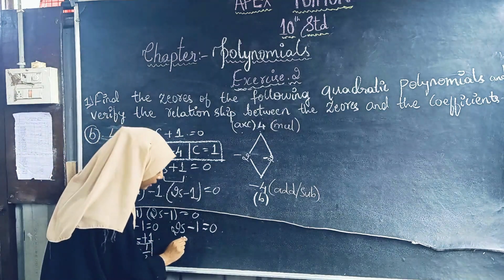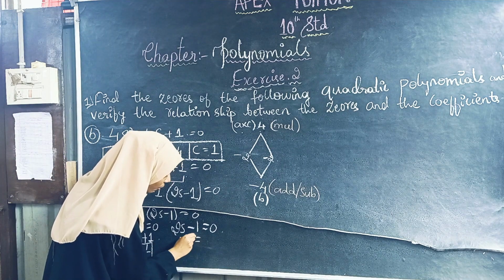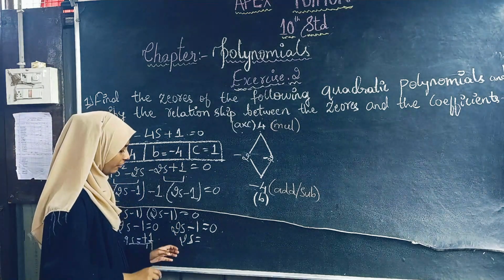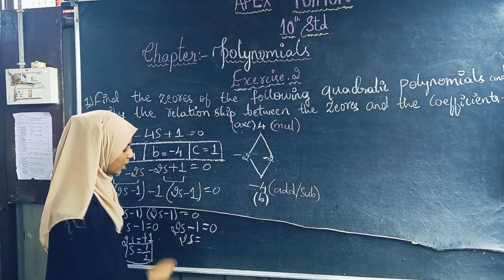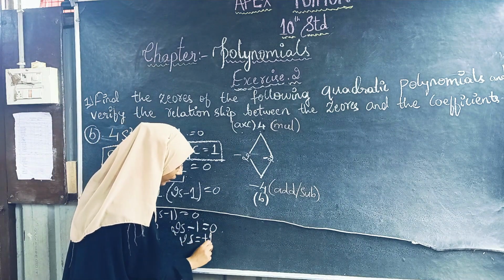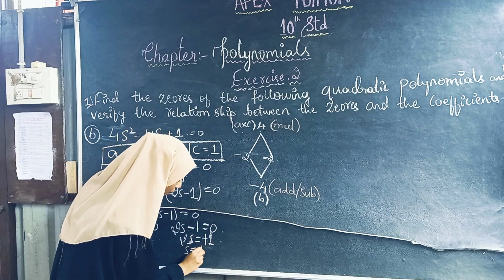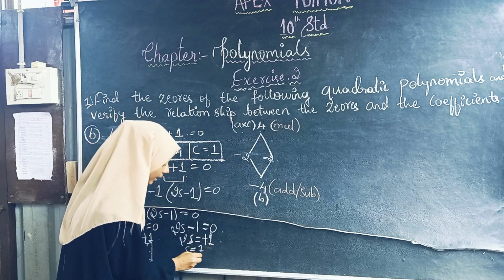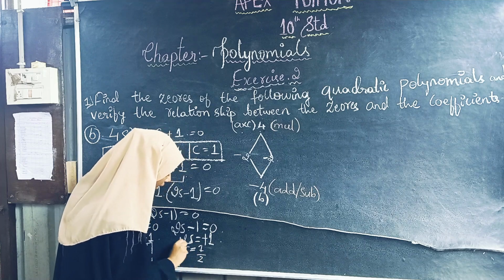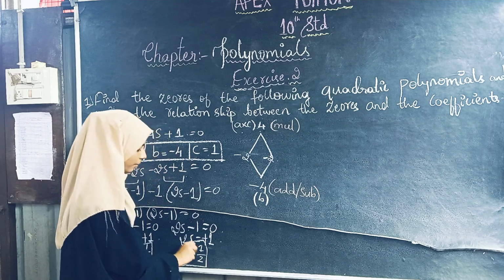Then look here, 2s as it is. Here also minus 1 is going from the left hand side to the right hand side. The symbol will change: minus 1 becomes plus 1. We have to keep s as it is. Here 1, multiplication is there, so it will become division. Here another s value is 1 by 2.